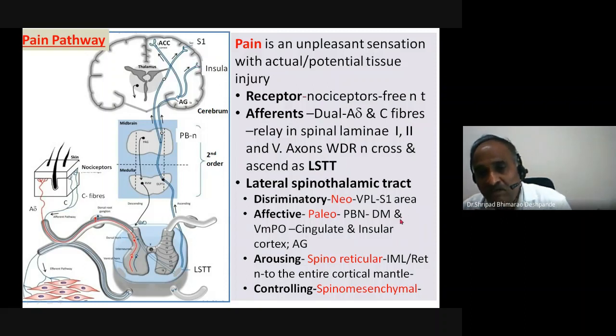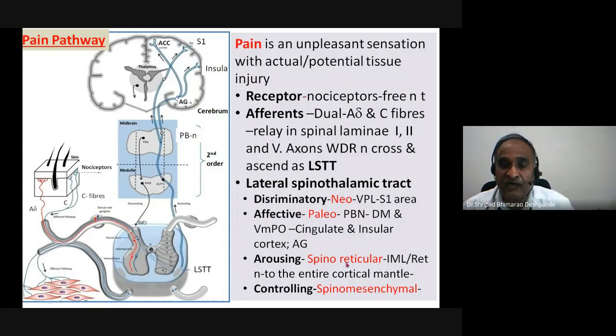Okay, this is about the projection. The purpose of these fibers is the emotional or affective component of pain. The neospinothalamic tract is for the discriminatory component, that is epicritic. The affective component is protopathic, and it helps to know what the pain is and what the reactions to the pain are.